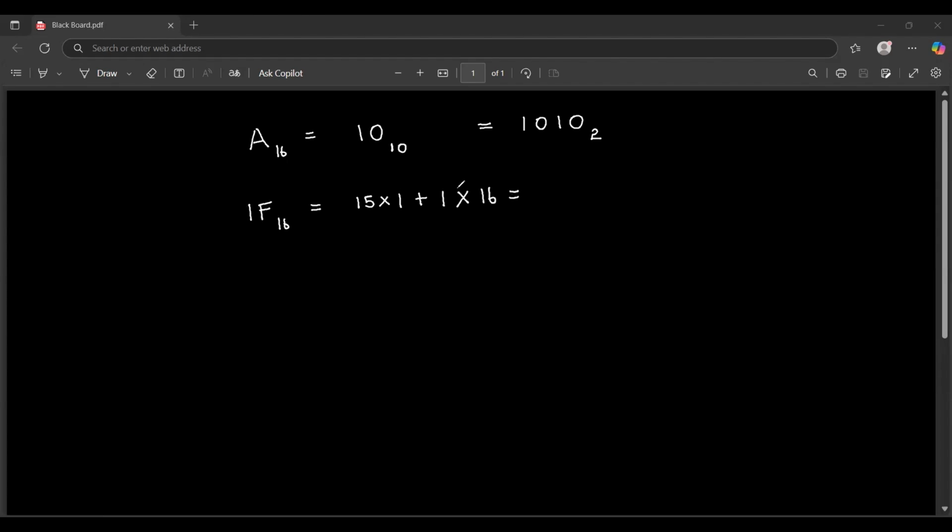So that will be equals to 15 plus 16, 31 to the base 10. So 31 is equals to 1, 1, 1, 1, 1 to the base 2. Okay, let's try another one.